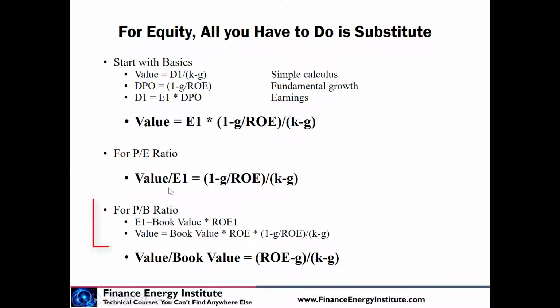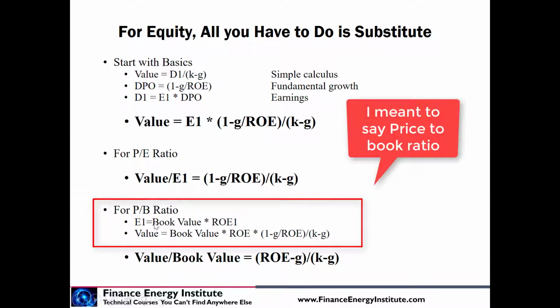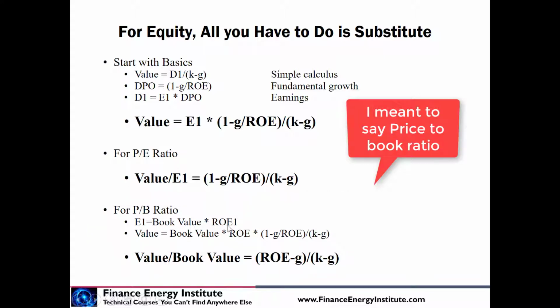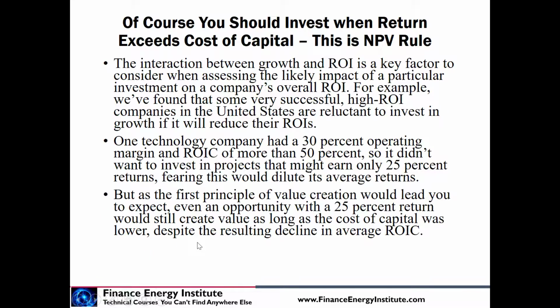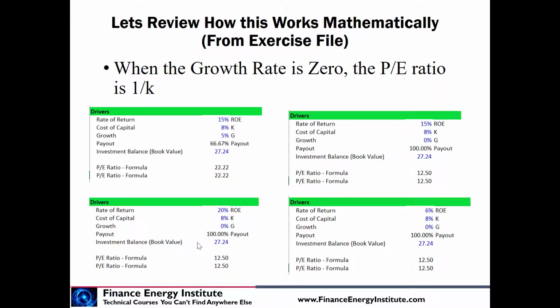If you want the book value, you can just say, well, earnings, this E1, is book value times ROE, and you can easily see that you get another ratio. Okay. All this is saying you should make investments when the return is greater than the cost of capital. Everybody agrees with that. There's no issue with that.